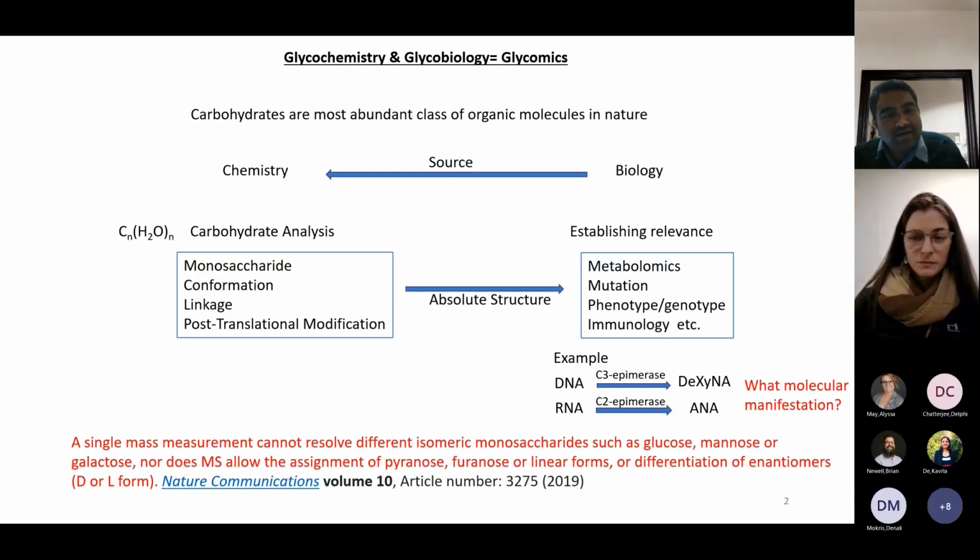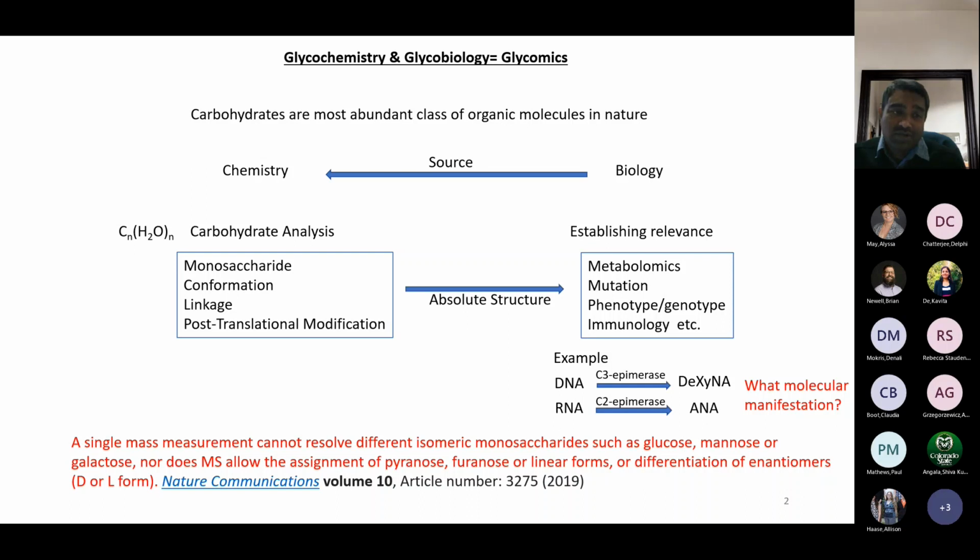Let's begin. Glycomics has two parts, glycochemistry and glycobiology. Today, I'll be focusing on the glycochemistry. Glycobiology is an essential or integral part of it. It's another phase. While biology acts as the source of glycans and carbohydrates, chemistry does the structural analysis, gives the absolute structure back to biology to understand the biological system. That's how it works in a synergistic manner.